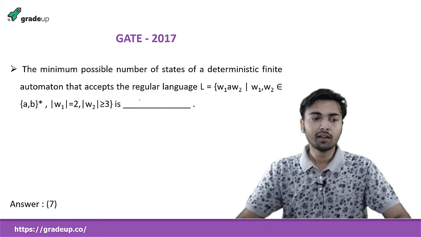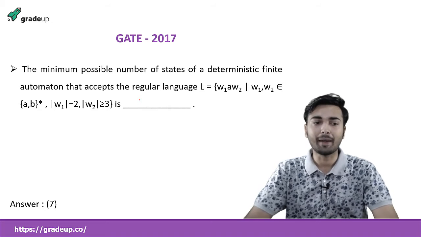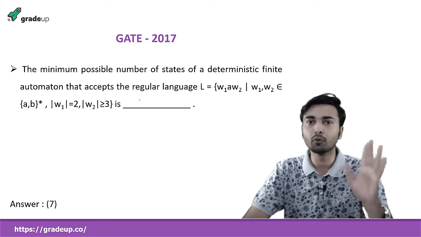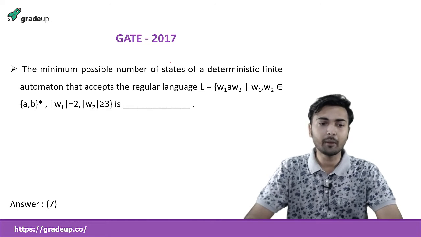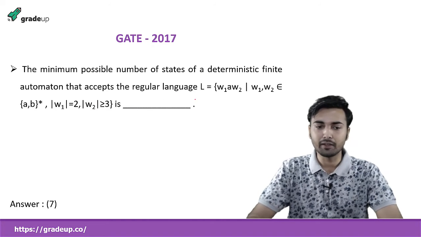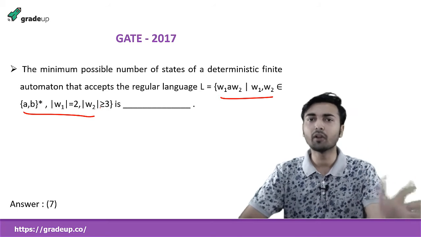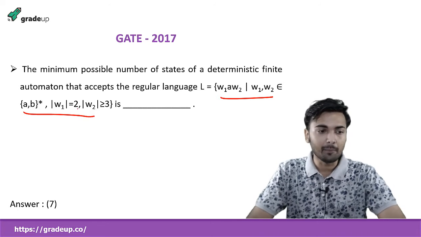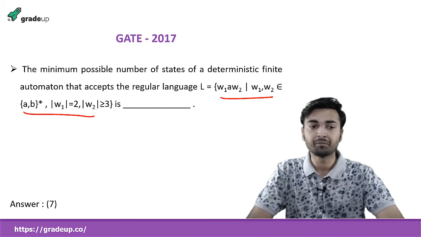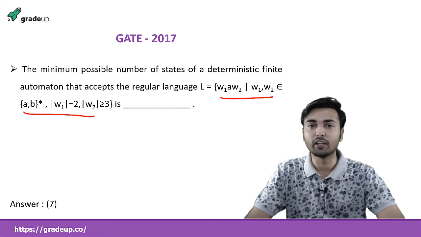Good. Now come on to a GATE previous year question on product automata. I am discussing some good questions. See here. The minimum possible number of states that accepts the regular language W1 A W2, where the length of W1 is 2 and the length of W2 is greater than or equal to 3, and there must be an A in between. Only the number of states will be asked.